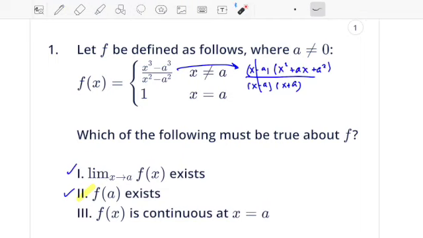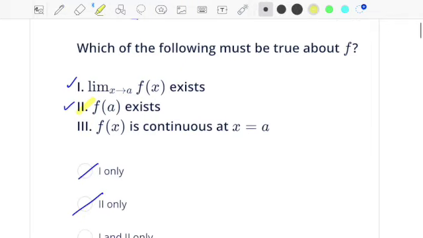Now, last check, is it continuous at that point x equals a? Well, we know that at x equals a, it's going to equal 1. So let's plug in a and see what happens. We're going to have 3a squared over 2a. Nope, that is not continuous because that gives us 3a over 2, it does not give us 1. All right, that means that 3 is out. We've got 1 and 2 only.